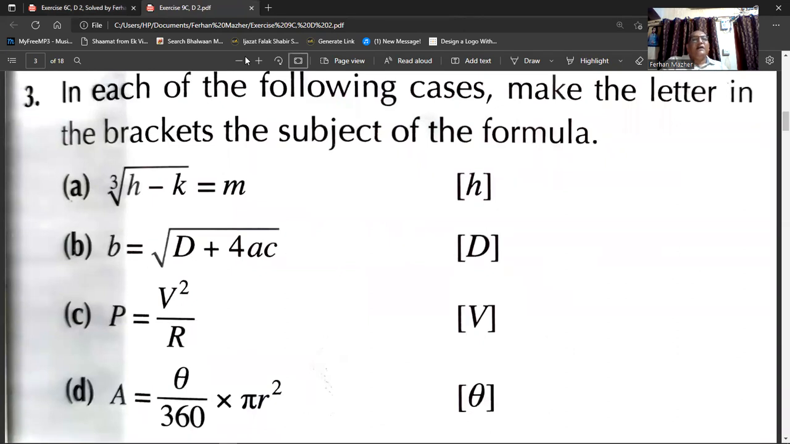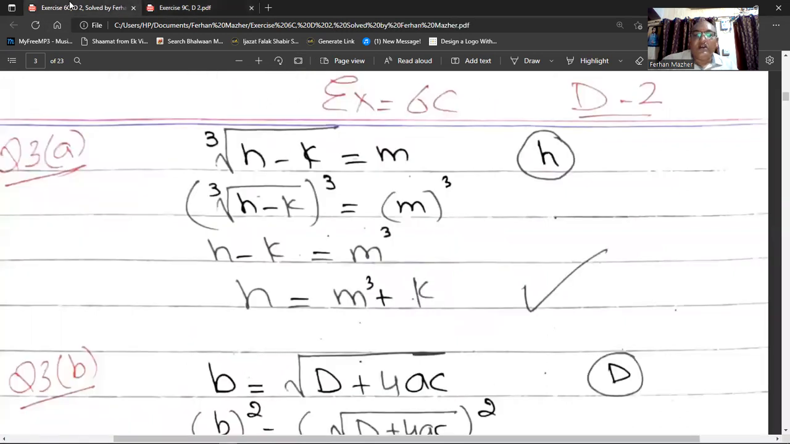Okay, so the second, B part, is B is equal to square root of D plus 4AC, and we want to make D the subject of the formula. The D is under the radical sign. So this is a square root, and the D is inside that radical sign. If you want to get rid of this square root, you will have to take square on both sides. So I will take square on both sides.